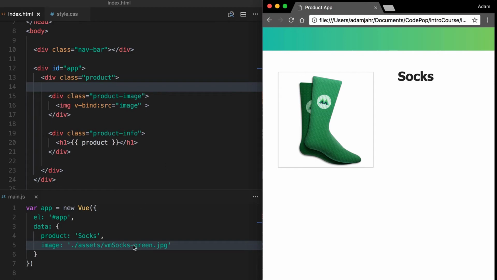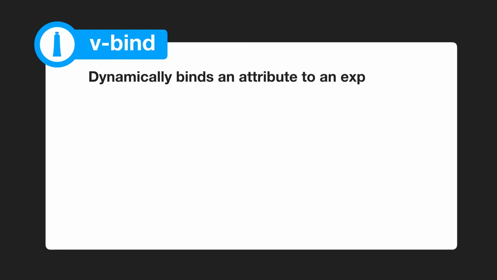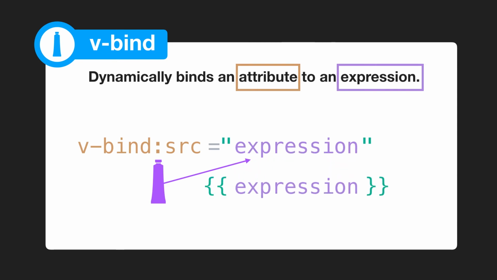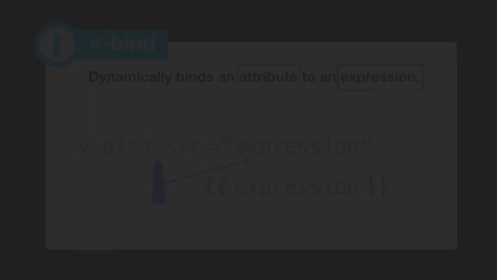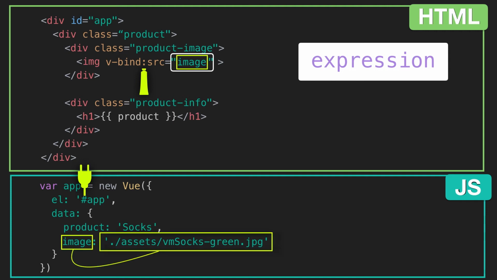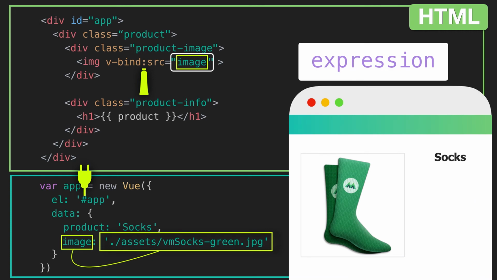It worked. Let's look at this even deeper. v-bind dynamically binds an attribute to an expression. The attribute we're binding to is SRC, and the expression is here in the quotes. So you can imagine v-bind kind of like glue, binding the attribute to the expression. It might help if you envision it looking more like this. In our expression, we are saying image. Now, since this image is the same as this image down here, we're pulling in this data, and it works. Our image displays on the page.